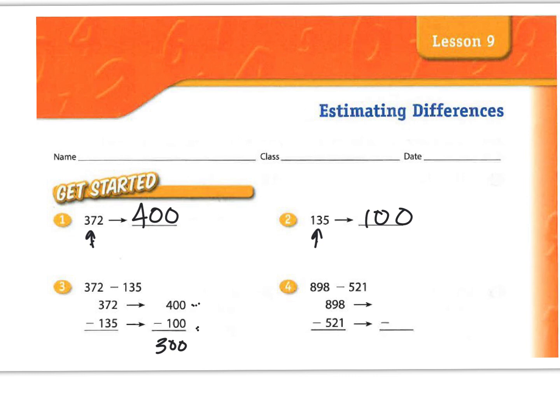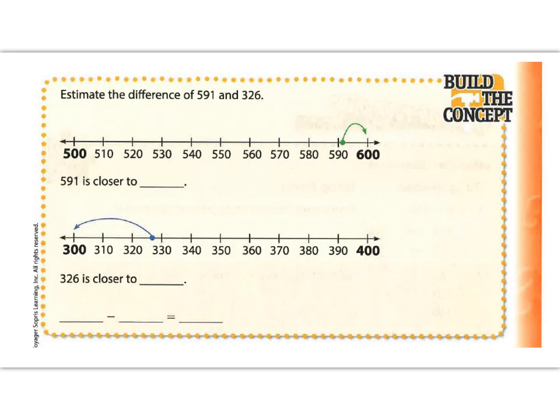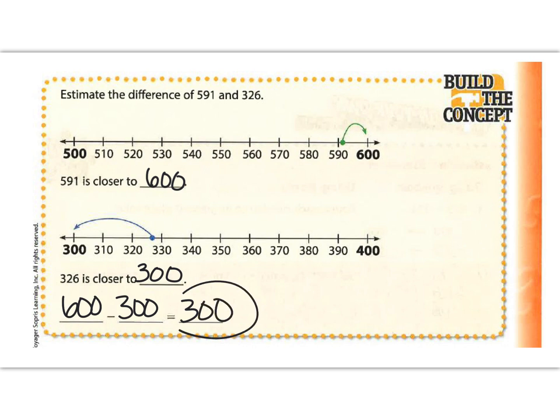Here we're going to round again, so 898 is about 900. That's going to round it up to 900, and the 2 is going to round it down to 500. So then we subtract 900 minus 500, it's about 400. So this says we're going to estimate the differences of 591 and 326. Well, 591 is closer to 600, and then 326 is closer to 300. So then we would do 600, take away 300 is 300. So it's about 300.